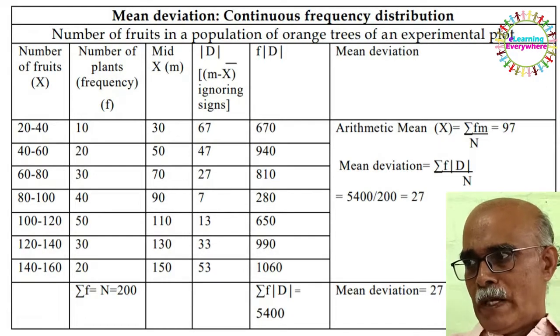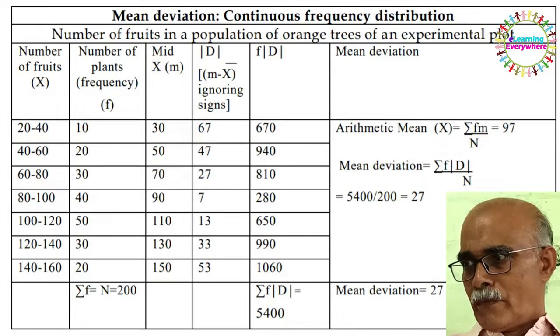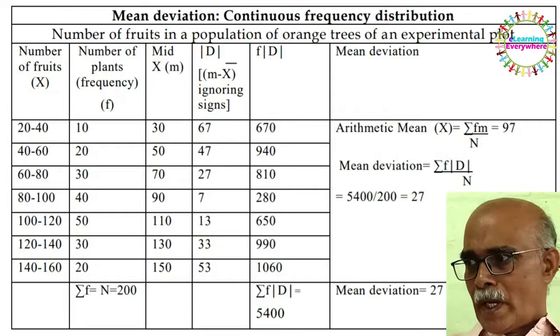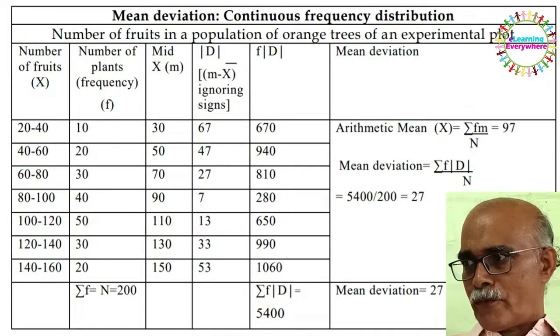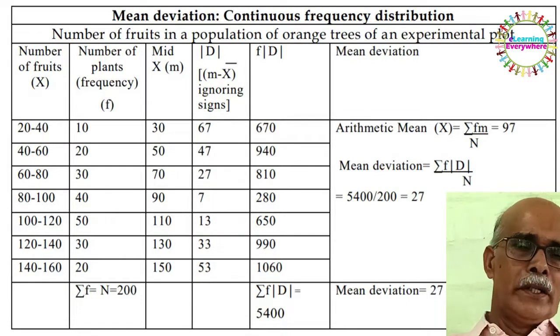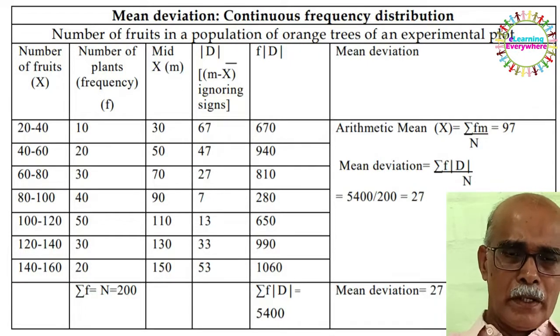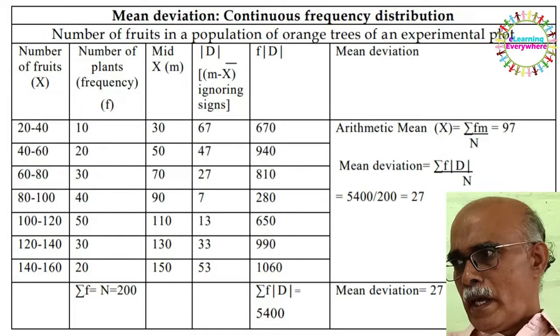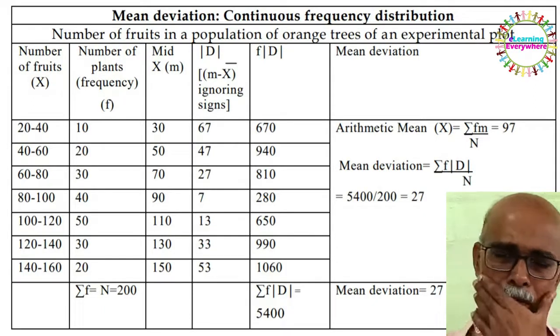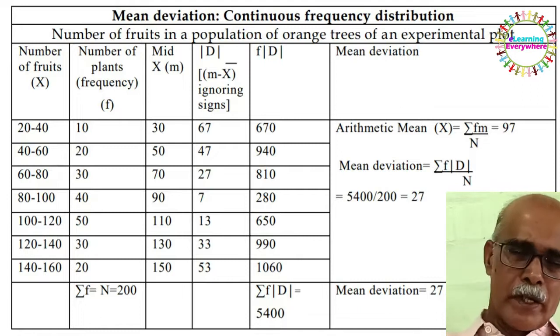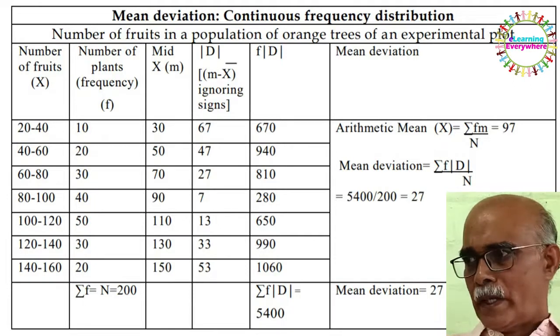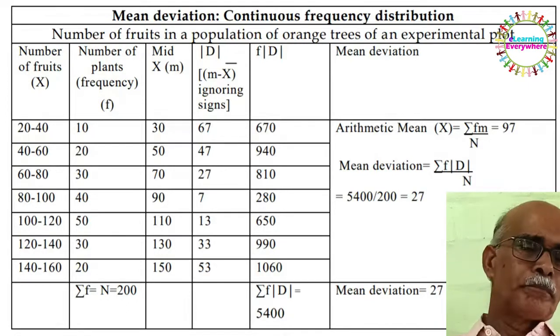So you have to find out the middle value, and you have to find out fm, and you have to divide the sigma fm by n to get the arithmetic mean as you have done earlier. So, in the case of the given example, if you calculate the arithmetic mean, you can see that the arithmetic mean is 97.